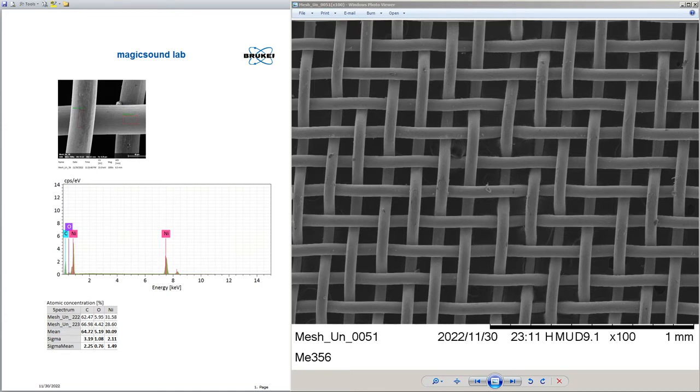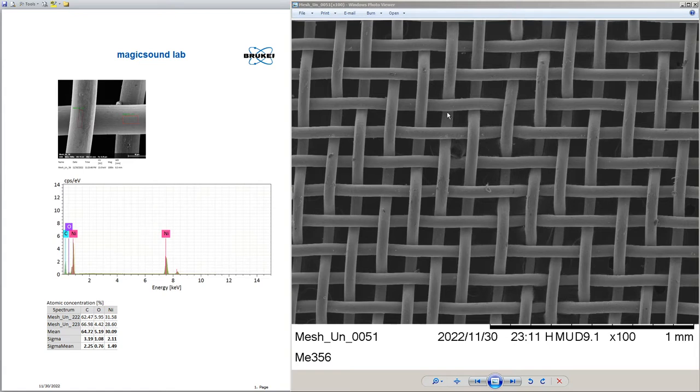So we have received the treated nickel meshes and the untreated nickel meshes from Tomáš, AKA me356, in the Czech Republic, and I have put those on the scanning electron microscope here in Alan Goldwater's Magic Sound in Santa Cruz in California. And I have to give full credit to Tomáš. He's done a fantastic job in the production of these meshes.